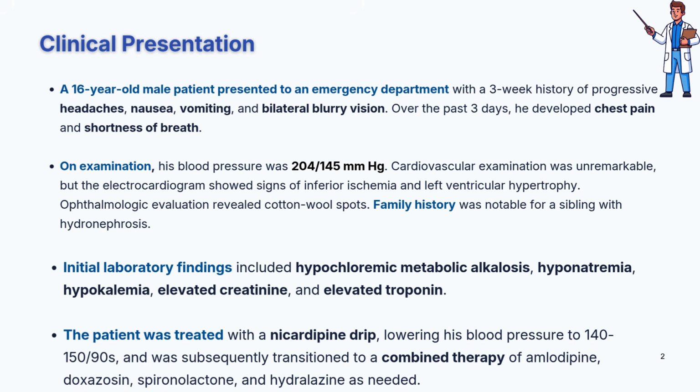The labs and data add another layer: metabolic alkalosis with hypochloremia, hyponatremia, hypokalemia, and elevated creatinine, elevated troponin. This is not a typical lab profile of simple essential hypertension. These abnormalities are clues, little breadcrumbs that point towards secondary causes. He was started on nicardipine, stabilized to the 140s, 150s, and then transitioned to multi-drug therapy with amlodipine, doxazosin, and spironolactone and hydroxyzine as needed. What makes this case important is not just the data, it's what the data implies.